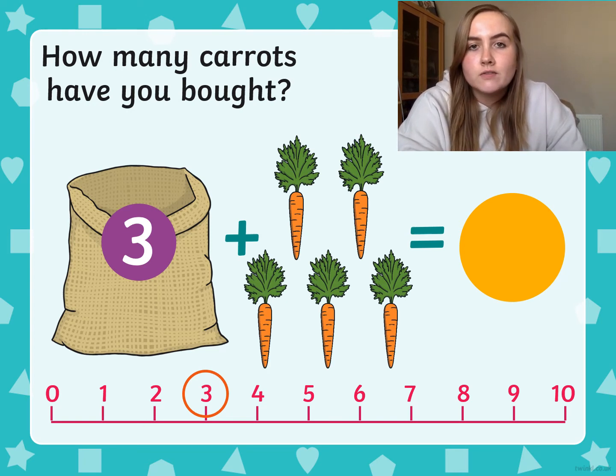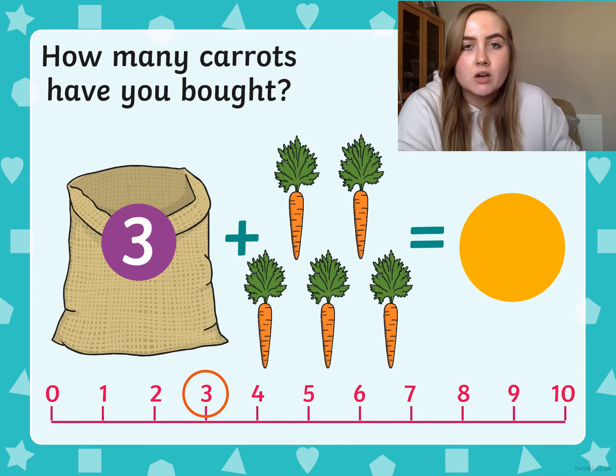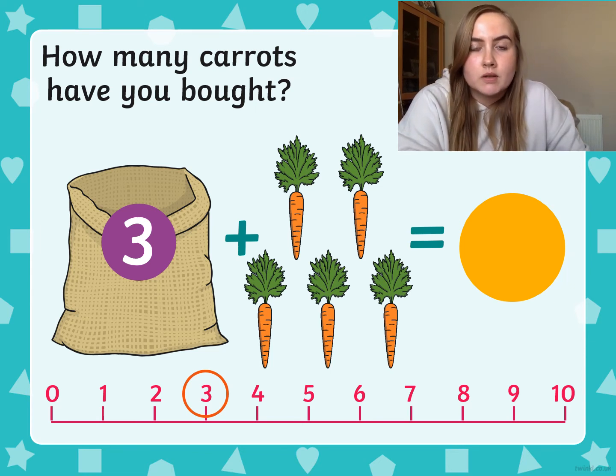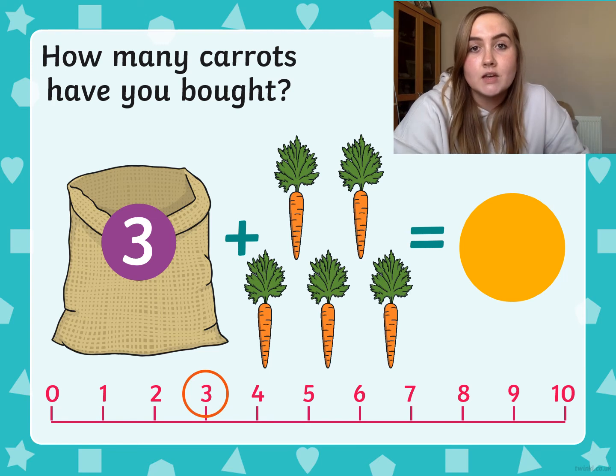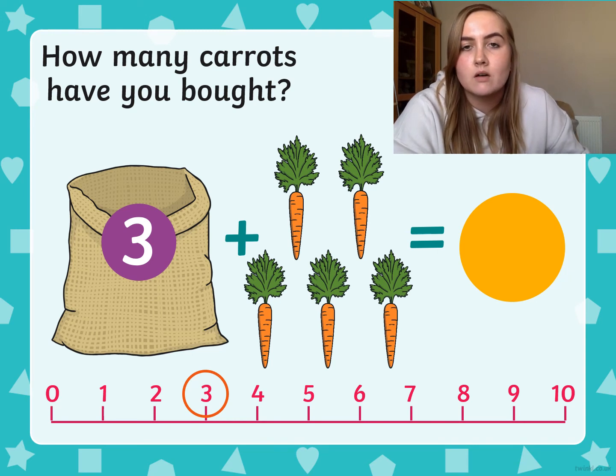So in the first sack, how many carrots are in there? So make sure you count out that amount for your first group. Then have a look at how many objects you need for your second group. Once you've done that, then you can use the number line to count forward and see how many you've got all together. If you look at the number line at the bottom, you can see that the number 3 is circled. So that is the number we need to start with.